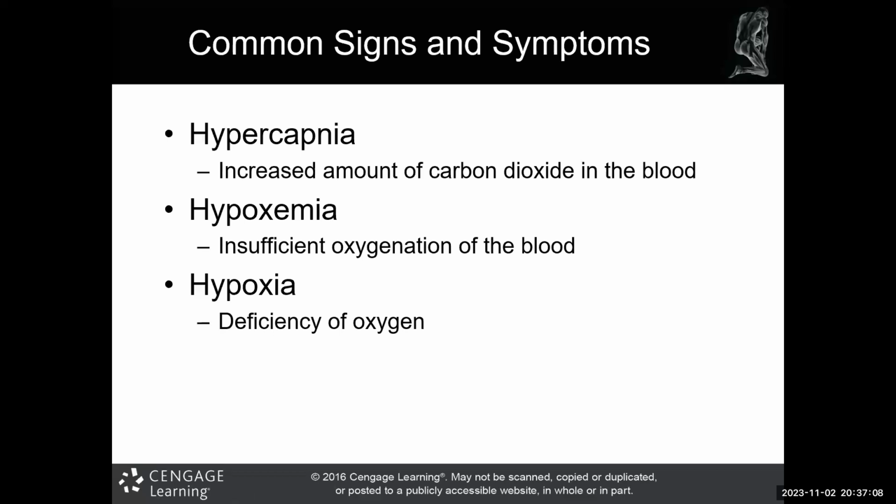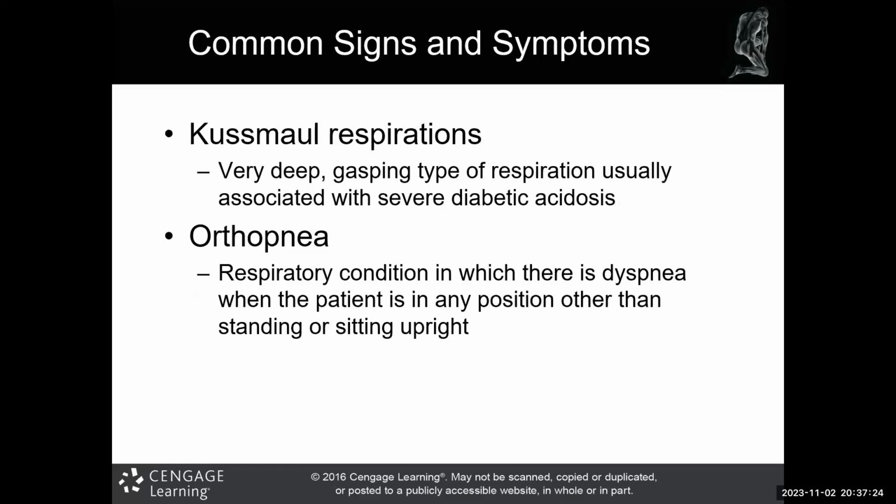Hypercapnia, increased amount of carbon dioxide in the blood. Hypoxemia, hypo means low, insufficient oxygen, so low oxygen in the blood. Hypoxia, deficiency of oxygen. Kussmaul respirations, very deep, gasping type of respiration, usually associated with severe diabetic acidosis. When you have diabetic acidosis, the body's balance is thrown off, and you're not getting the oxygen you need.